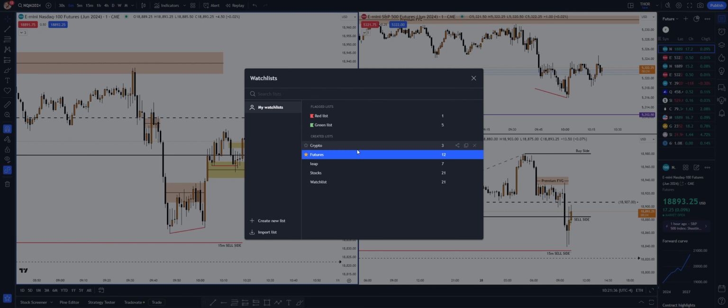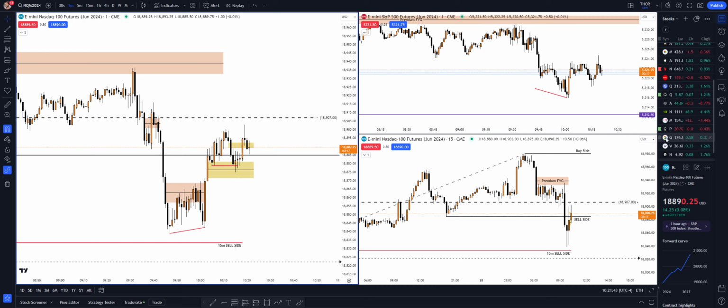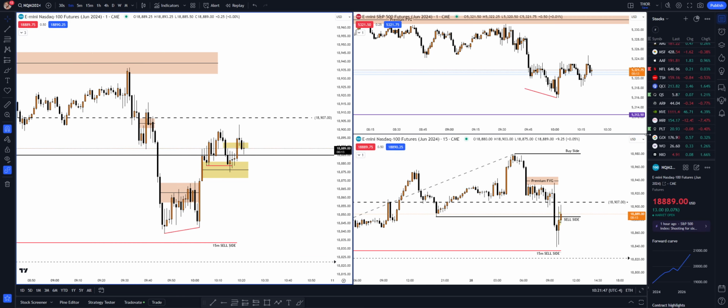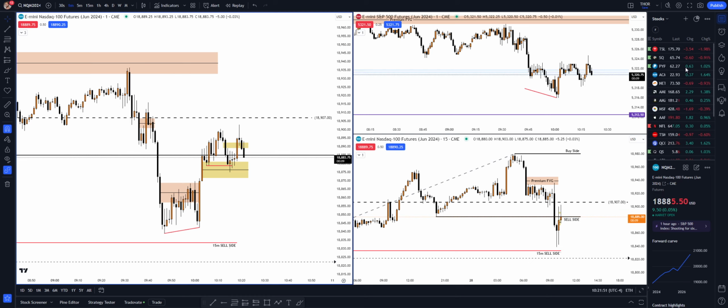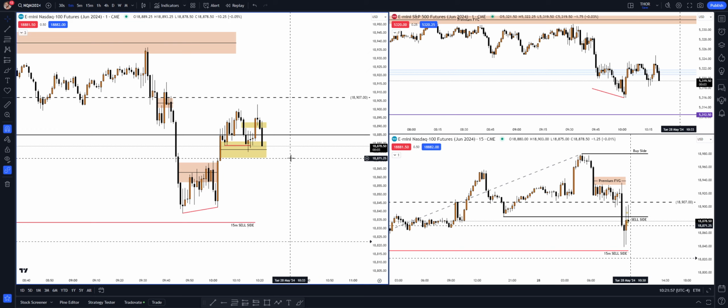How's the stock market looking? Pretty flat besides Nvidia. Nvidia is up almost 5%. What about AMD? Not bad.